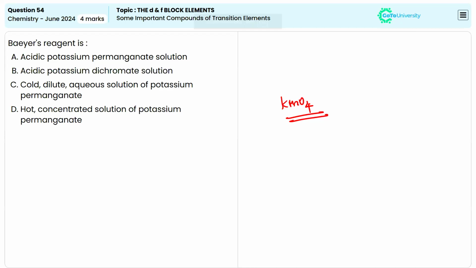When alkenes or alkynes containing unsaturated bonds react with Bayer's reagent, the purple color of potassium permanganate disappears, and as a result they produce a brown precipitate of manganese dioxide. So KMnO4 loses its purple color and converts into a precipitate of manganese dioxide. If there is no unsaturation, the solution remains purple, meaning KMnO4 is not converted to MnO2.